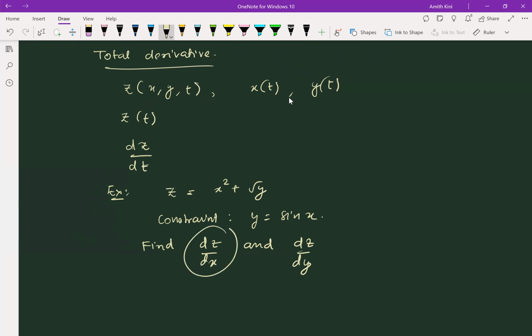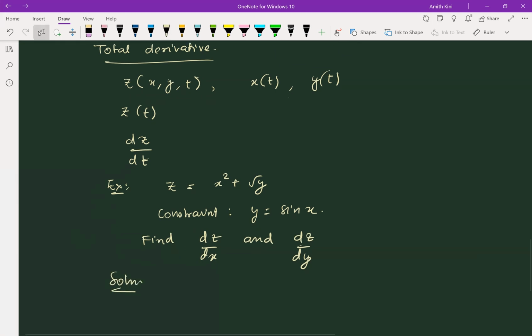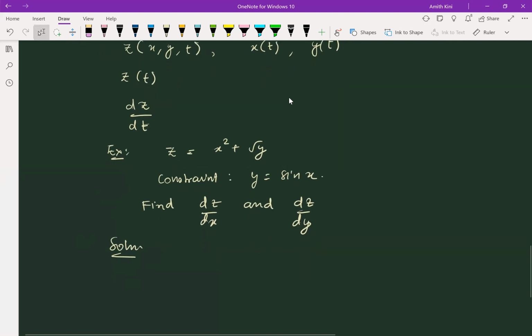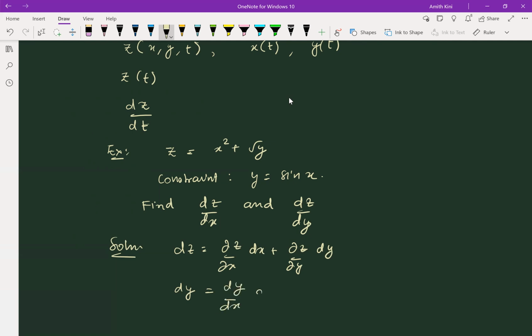Okay, this is the question. Not partial derivative, total derivative. Okay. So how will we do this? Well, one way is to just substitute here, but that's the brute force method. We won't do that. So here you see we have dz, which is del z by del x dx plus del z by del y dy. Okay, but y is a function of x, so you can write dy as dy by dx into dx.